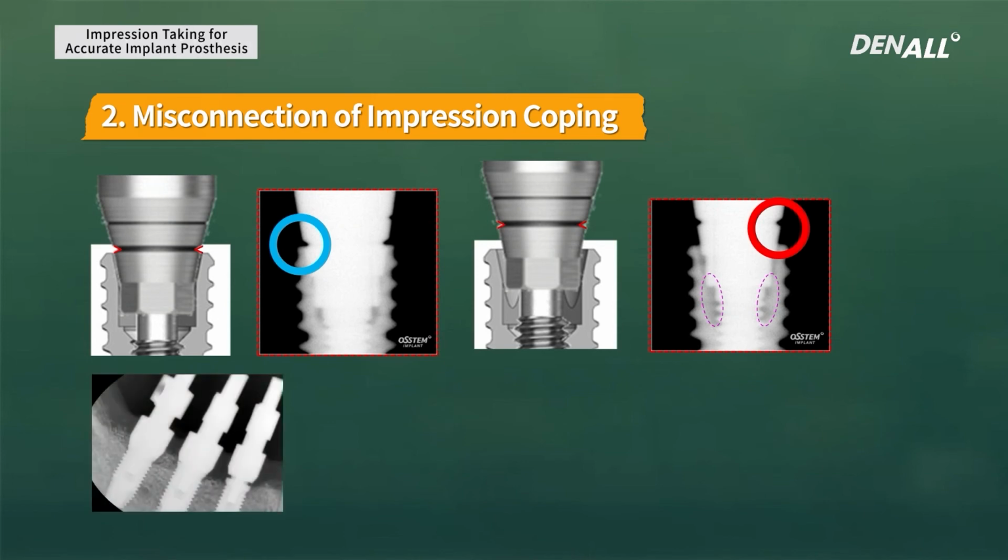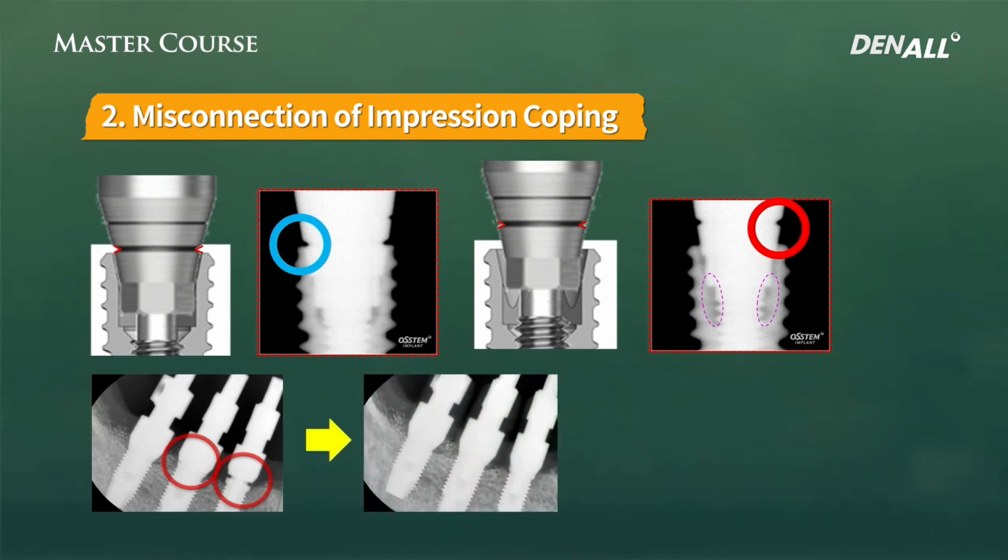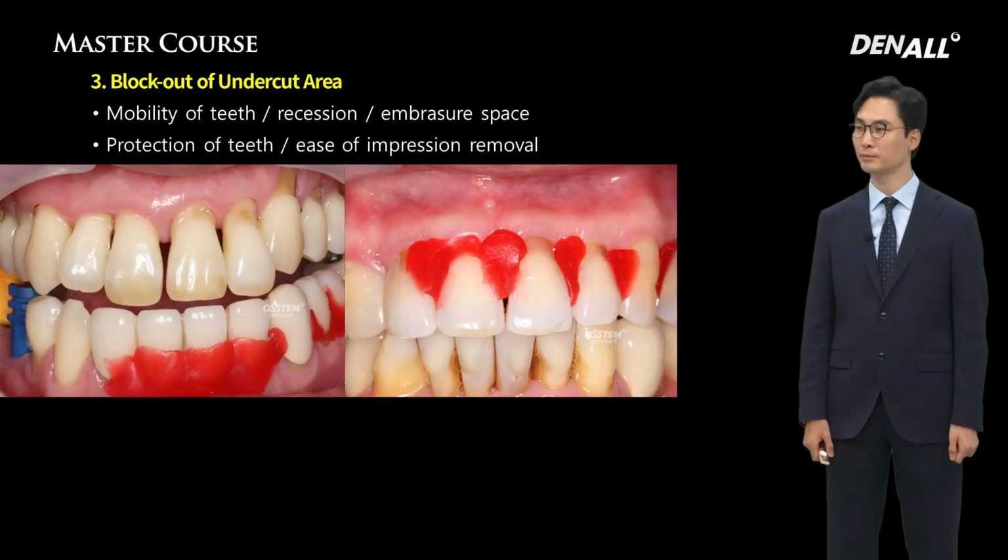In the case of external type, if it did not go fully in, you can see it clearly on the X-ray image. You can connect it again. Once again, you need to check that this is done correctly before moving on to the next clinical step.